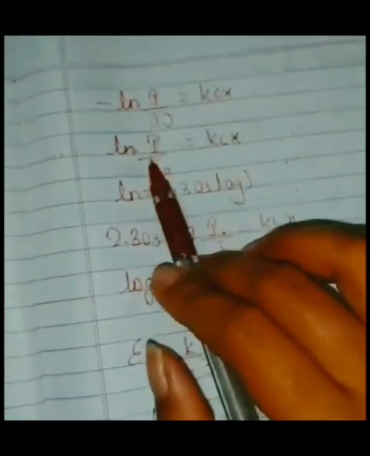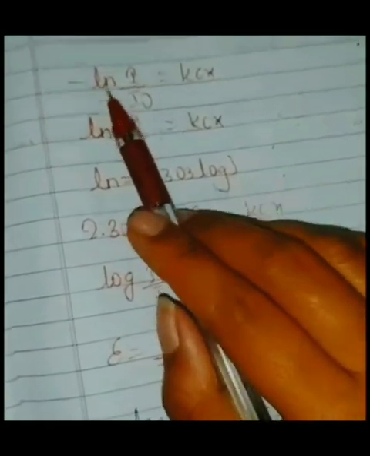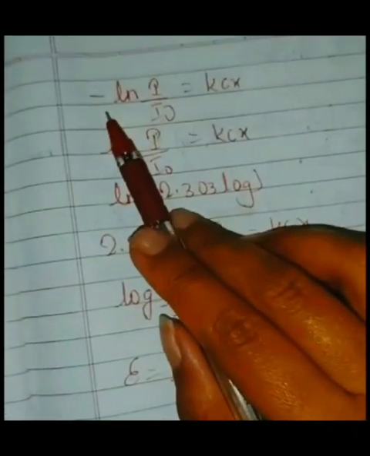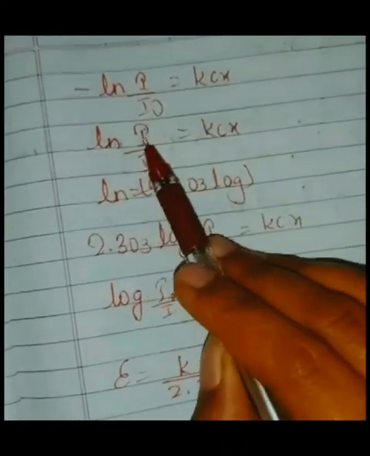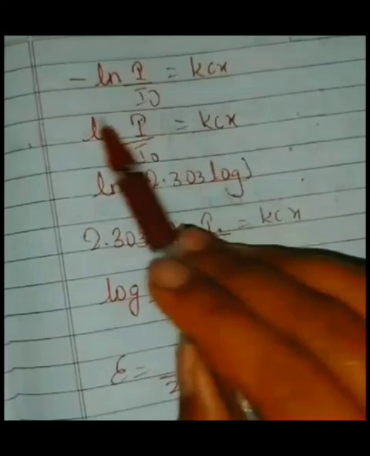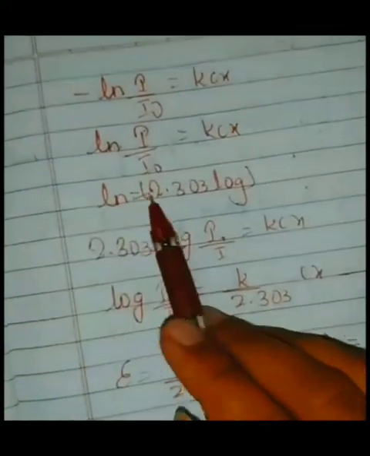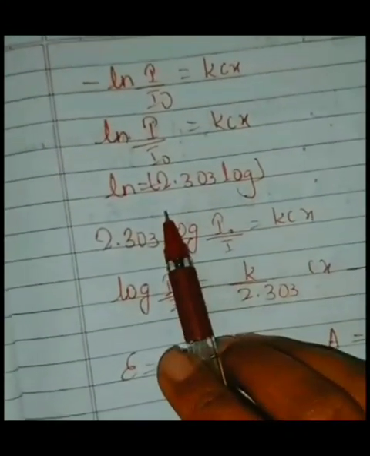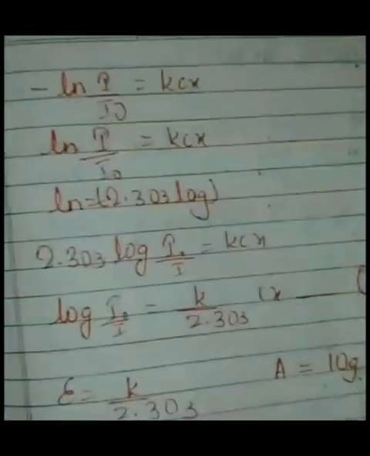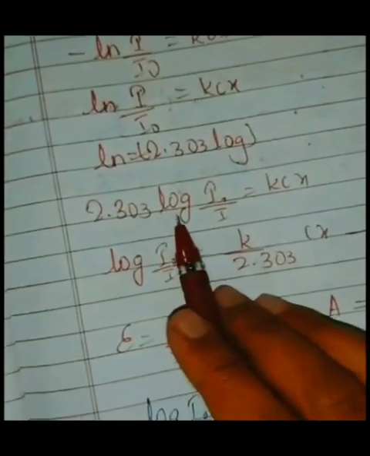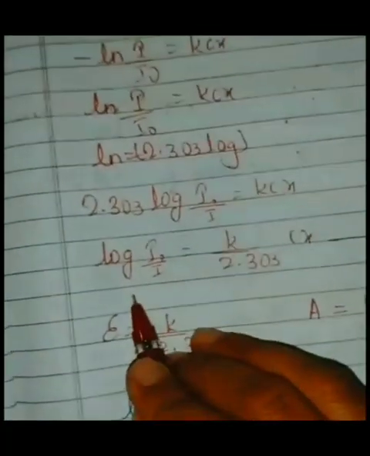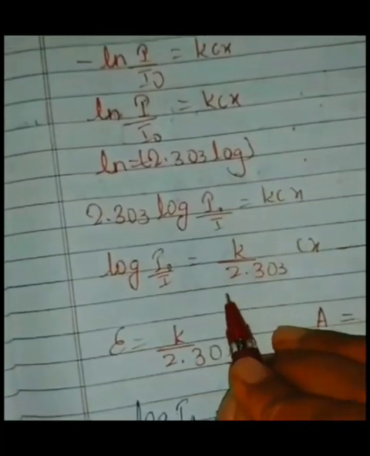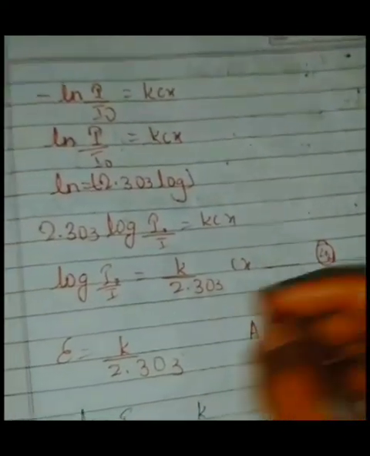After integration the integral sign goes and ln comes. ln is nothing but log. The minus sign is carried as usual. ln I divided by I0 is equal to kCx, and the minus sign goes, so ln I0 by I is equal to kCx. ln is nothing but log, and the conversion factor is 2.303. So 2.303 log I0 by I is equal to kCx. Log I0 by I is equal to k by 2.303 times Cx, which will be our fourth equation.